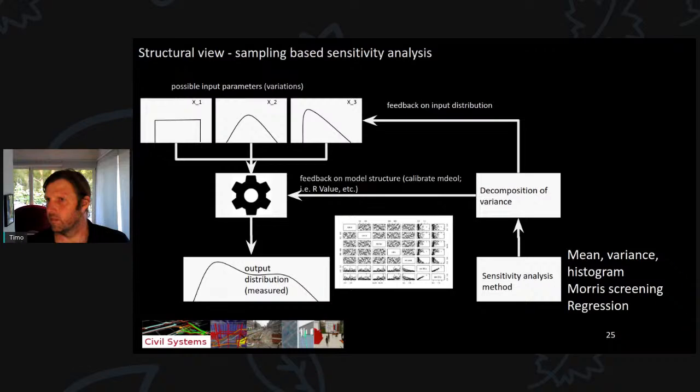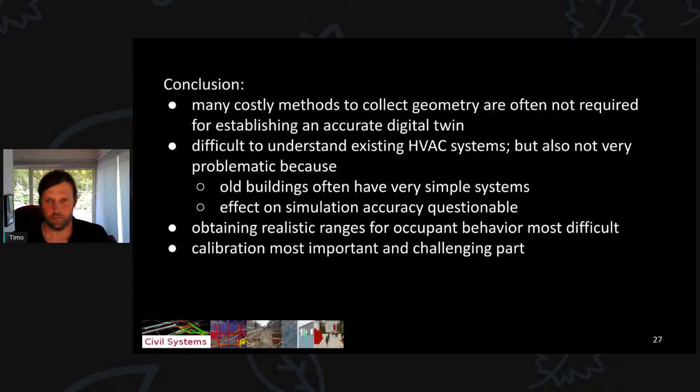Let me skip this slide and this one in the sense of time, because these are highly technical slides. I would probably need a lot of time to explain these first, but I want to have the conclusions first, right? So our conclusion from these 10 or 15 years of research is that many costly methods to collect geometry are often not required for establishing an accurate digital twin for buildings.